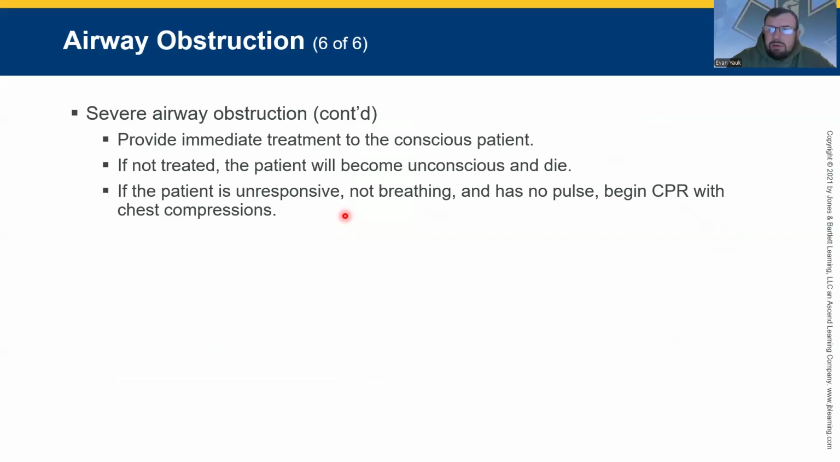So, mild, we coach them. We try to get them to dislodge whatever object it is on their own. As soon as it becomes severe, they quit making noises. This is where we start abdominal thrusts, or the Heimlich maneuver. When they go unresponsive, we move them to the ground as softly as possible and we begin CPR. The whole purpose of abdominal thrusts and CPR is that we are causing pressure within the thoracic or abdominal cavity, and that pressure is hopefully going to push up and dislodge that object.